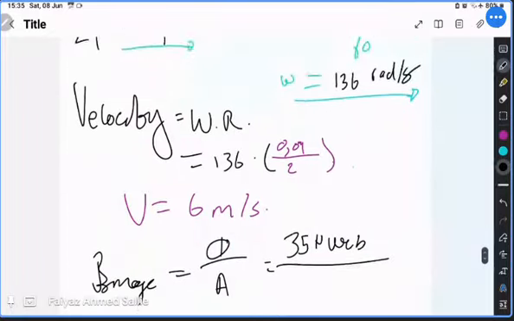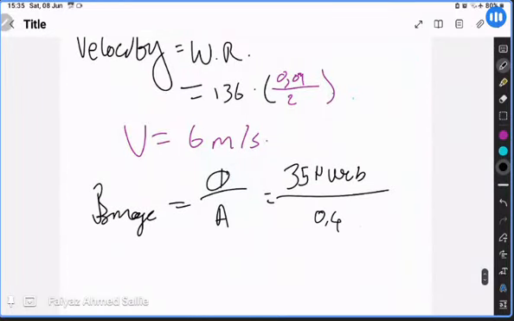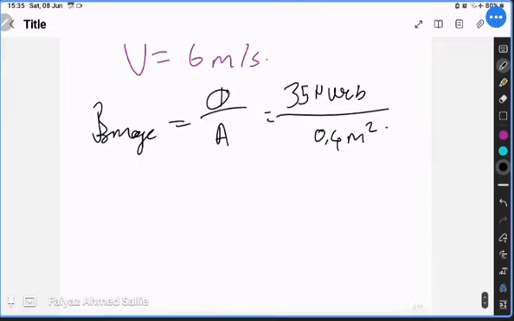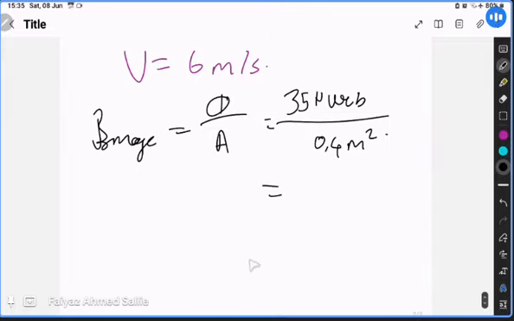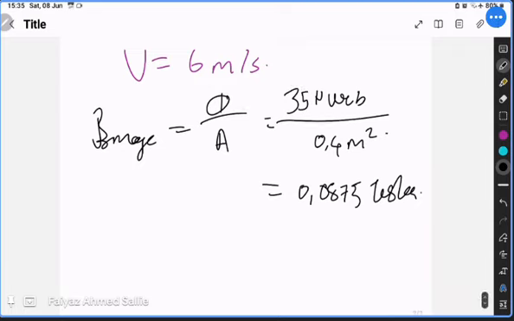Let's put that in 0.4 meters squared, and the magnetic density is equal to 0.087 Tesla. Don't forget your units, guys, on Monday's question paper.